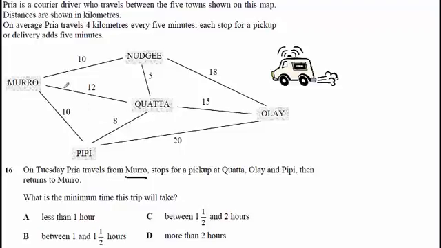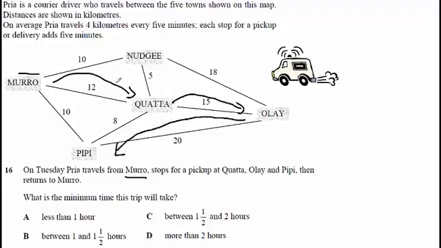And so what we need to know is that this is the map of the area and that all the distances are shown in kilometres, and that she goes 4 kilometres for every 5 minutes of travel, and that each stop adds 5 minutes. And so to start with, we'll map out our route, and so we know that she starts at Murrow, goes to Quatta, goes to Olay, goes to Pippi, and then goes back to Murrow. And so we know that she stops here, so that's 5 minutes, 5 minutes, 5 minutes.